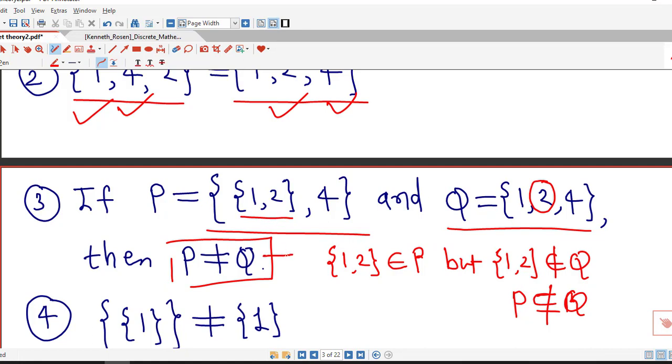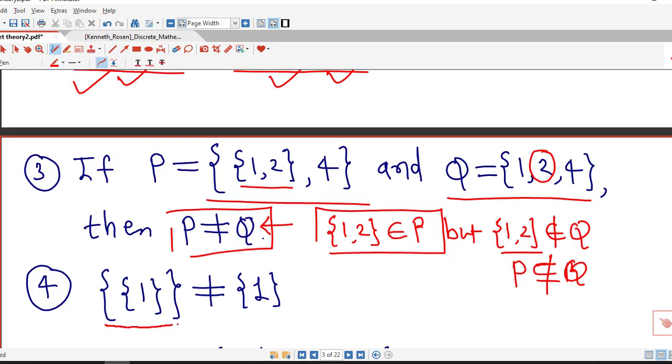So if we want to show that two sets are not equal, we have to show that either P is not a subset of Q or Q is not a subset of P. So here the set containing 1, 2 is present in P, but it is not present in Q. Therefore P is not a subset of Q, and therefore P and Q are not equal.